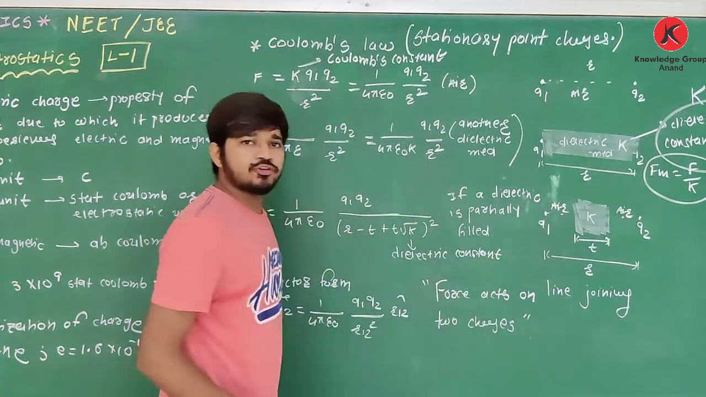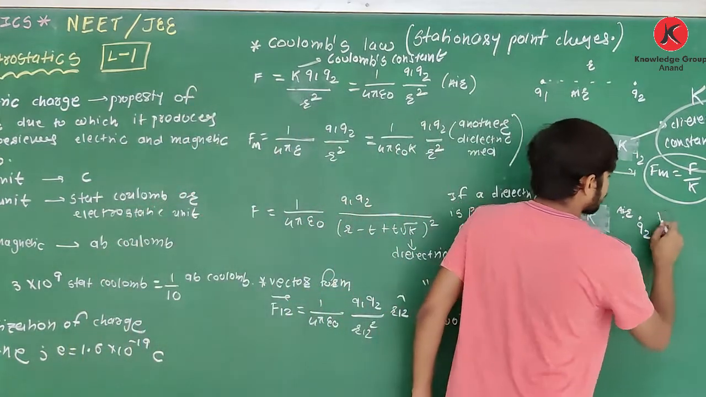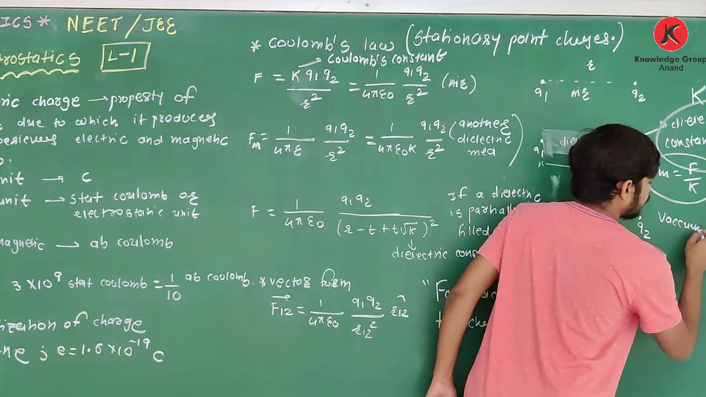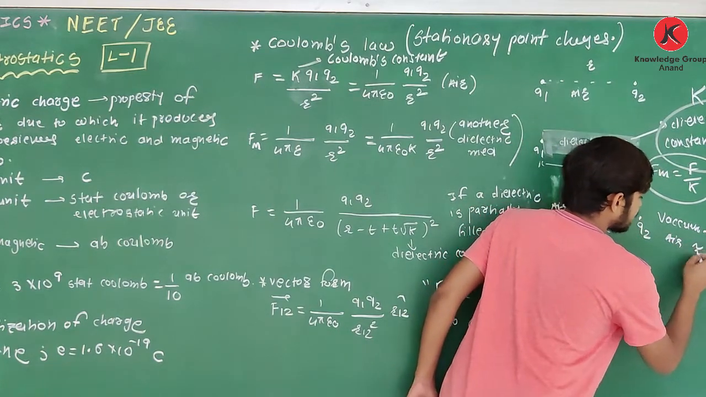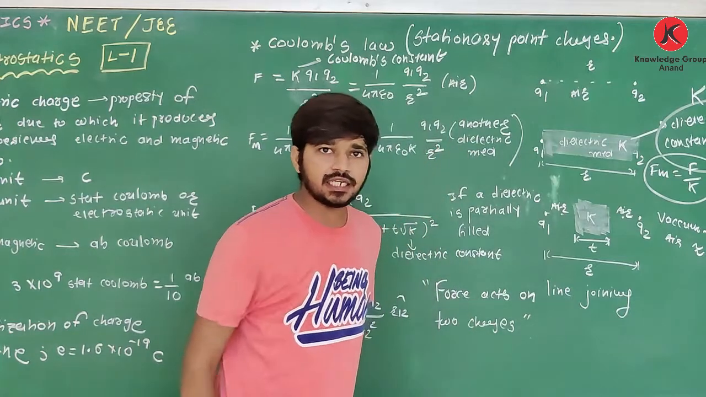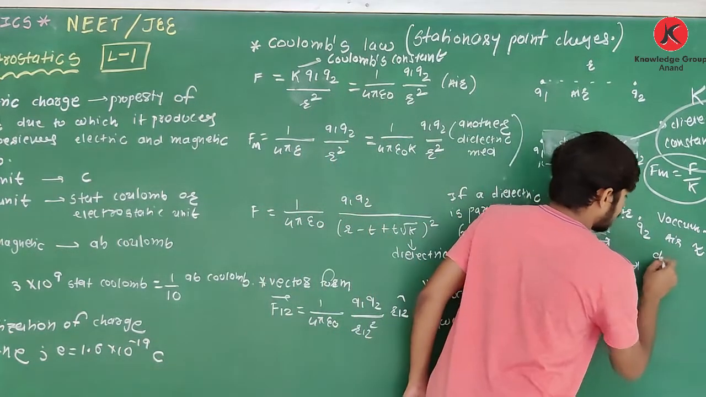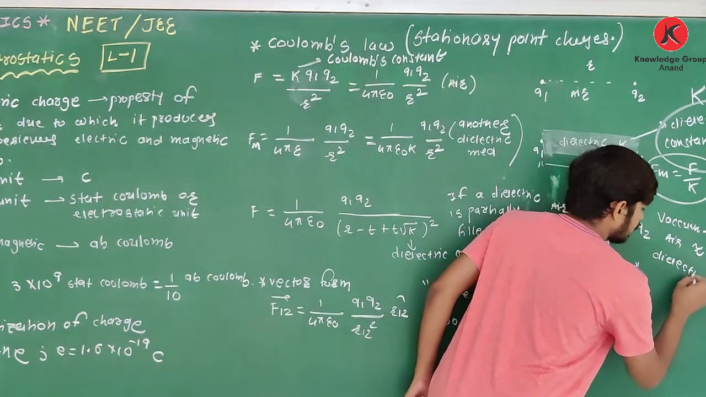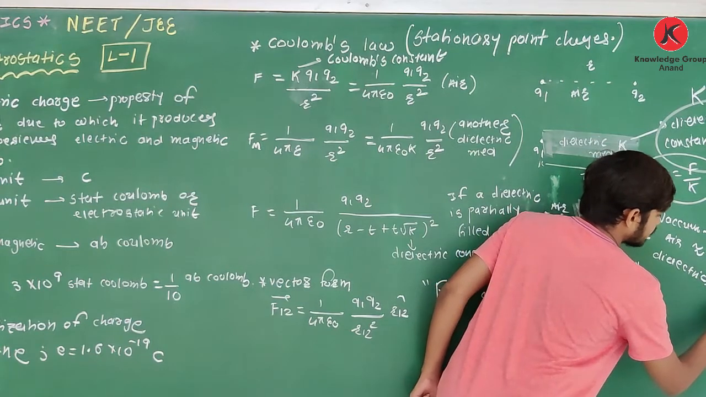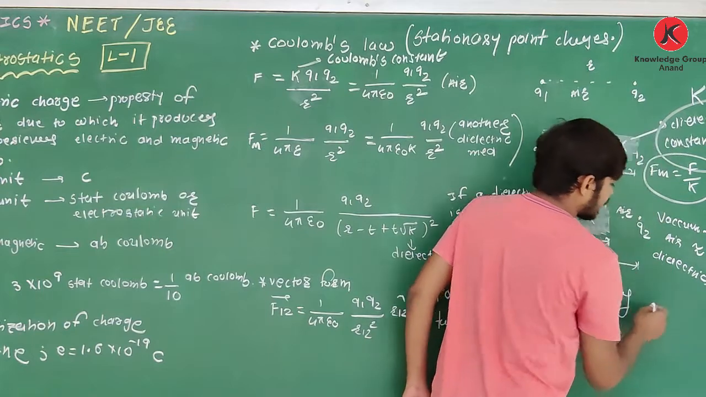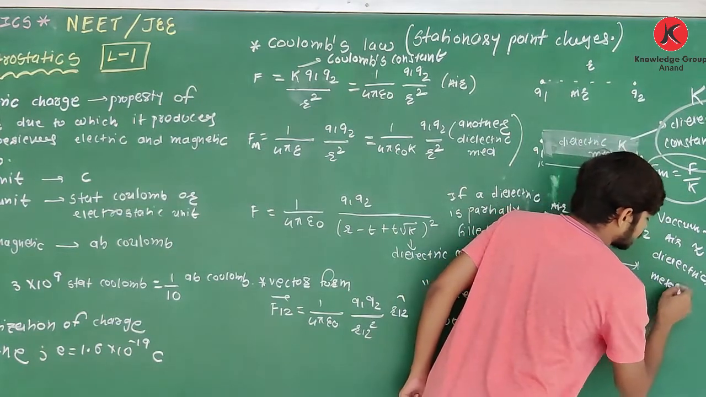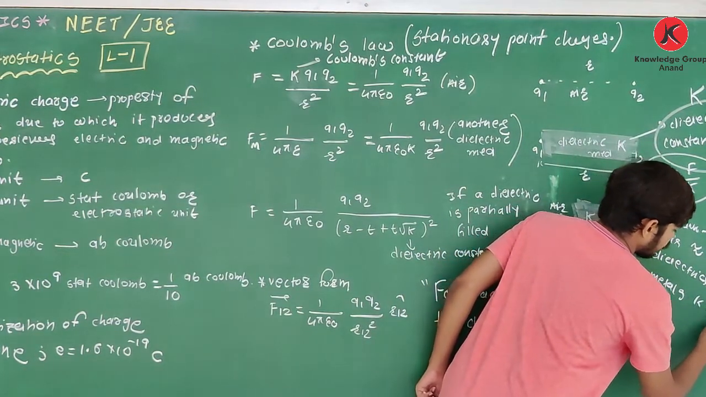You know that for vacuum K is equal to 1. For air it is nearly equal to 1. For other dielectrics K is greater than 1. And for metals, conductors, K is equal to infinite.